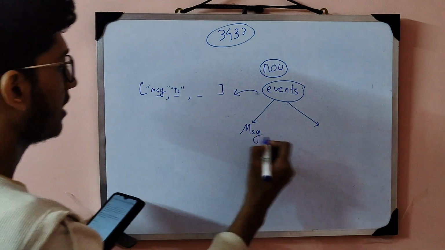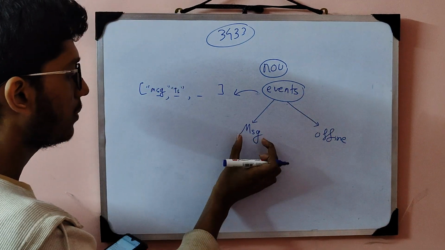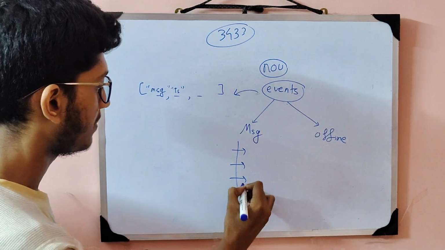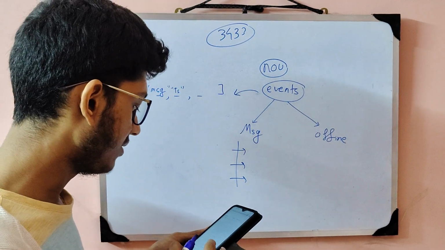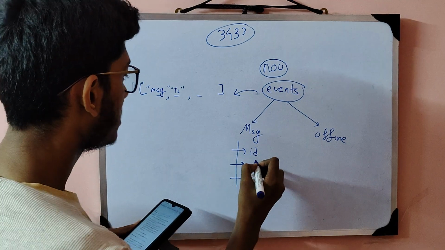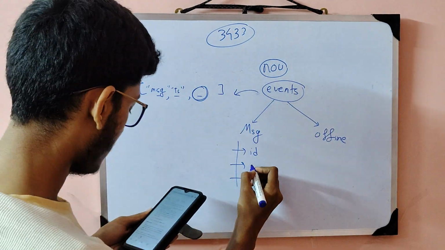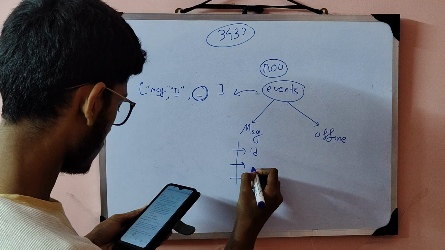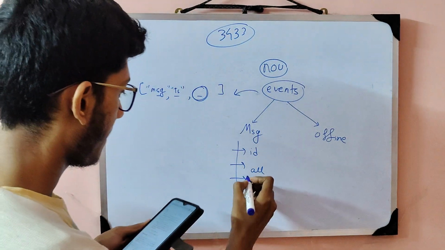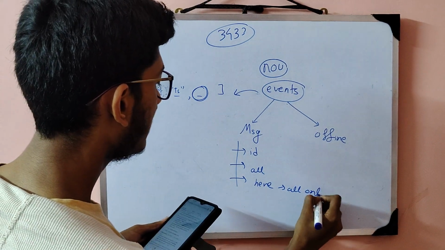And the other type is offline. Events can be of two types: one is message and the other is offline. And in a message, there will be 3 types. The first one is ID, where some ID will be mentioned. The second one is ALL, where you mention all the users. And the third one is HERE, which means all online users.